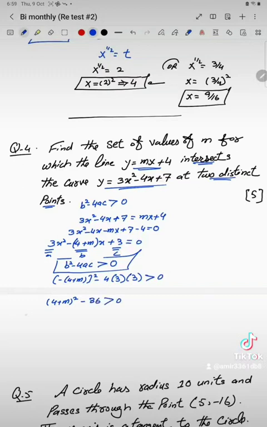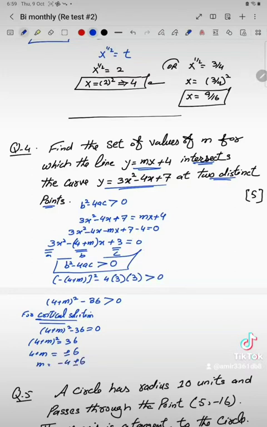So for the critical solution, we suppose (4 + m)^2 - 36 = 0. So it means (4 + m)^2 = 36. Taking the square root on either side, 4 + m will be plus or minus 6. m will be -4 plus or minus 6. So we have two answers: either m is -10 or m is +2.